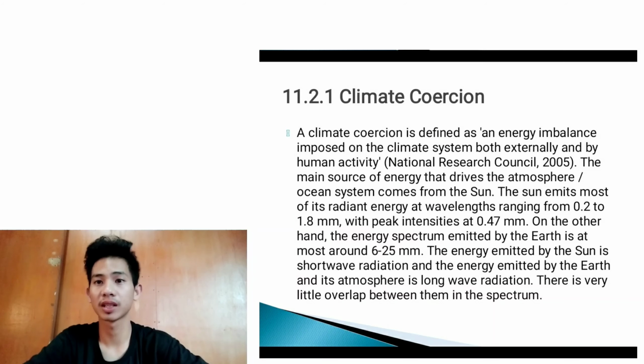The next material is climate forcing. A climate forcing is defined as an energy imbalance imposed on the climate system either externally or by human activity (National Research Council, 2005). The main source of energy that drives the atmosphere-ocean system comes from the Sun. The Sun emits most of its radiant energy at wavelengths ranging from 0.2 to 1.8 micrometers, with peak intensity at 0.47 micrometers. On the other hand, the energy spectrum emitted by the Earth is mostly around 6 to 25 micrometers. The energy emitted by the Sun is shortwave radiation, and the energy emitted by the Earth and its atmosphere is long-wave radiation. There is very little overlap between them in the spectrum.